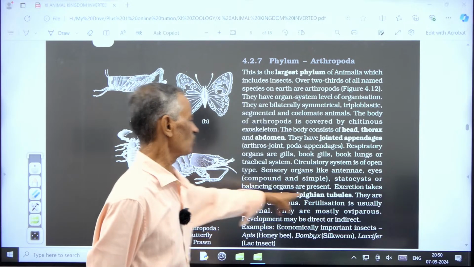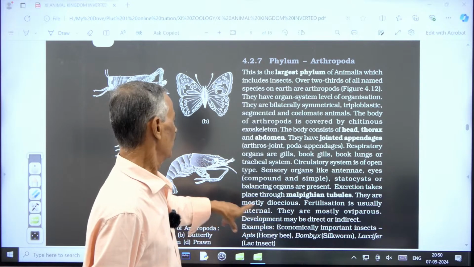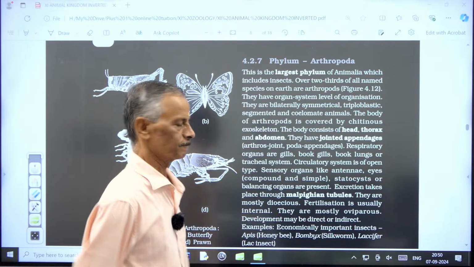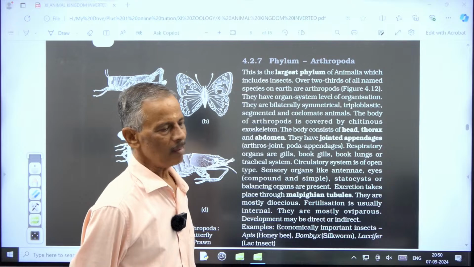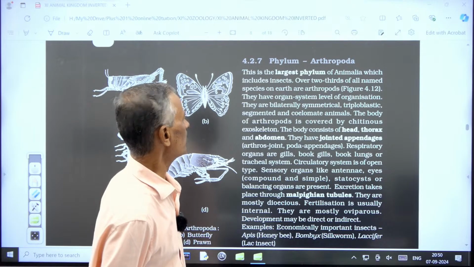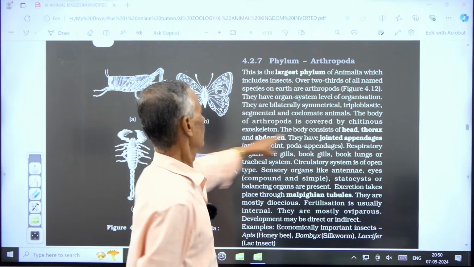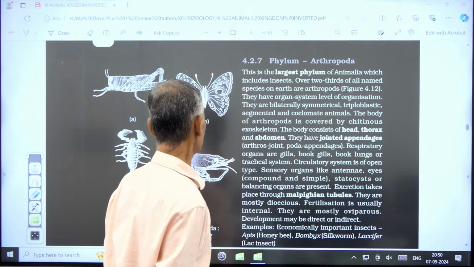Excretion takes place through Malpighian tubules. That is insects മാത്രമാണ്. They are mostly dioecious. Fertilization is usually internal. അപ്പോൾ ഏറ്റവും വലിയ ഗ്രൂപ്പായിട്ടുള്ള ഇൻസെക്റ്റയുടെ ഫീച്ചേഴ്സ് ആണ് പറഞ്ഞു തന്നിട്ടുള്ളത്. Is that point clear? Body consists of head, thorax and abdomen. That is also for insects.